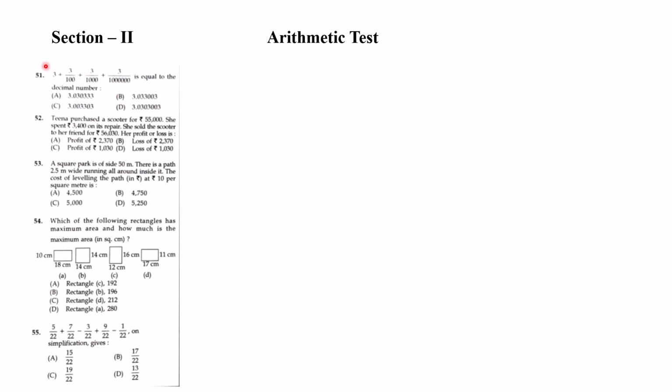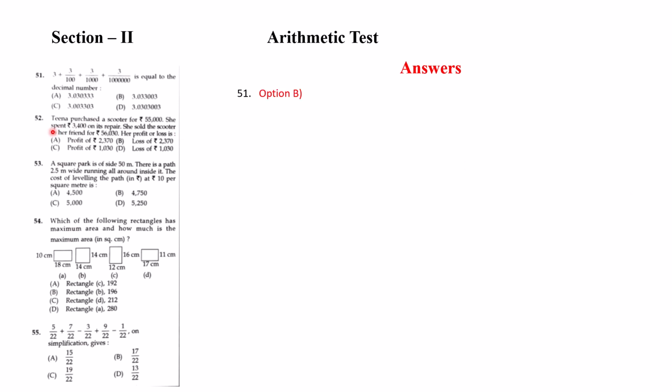We can just verify here. 3 is present here. 0.03, that 3 is present here. 0.003, that 3 is also present here. 0.000003, this 3 is also present here. Therefore, B would be the right answer.